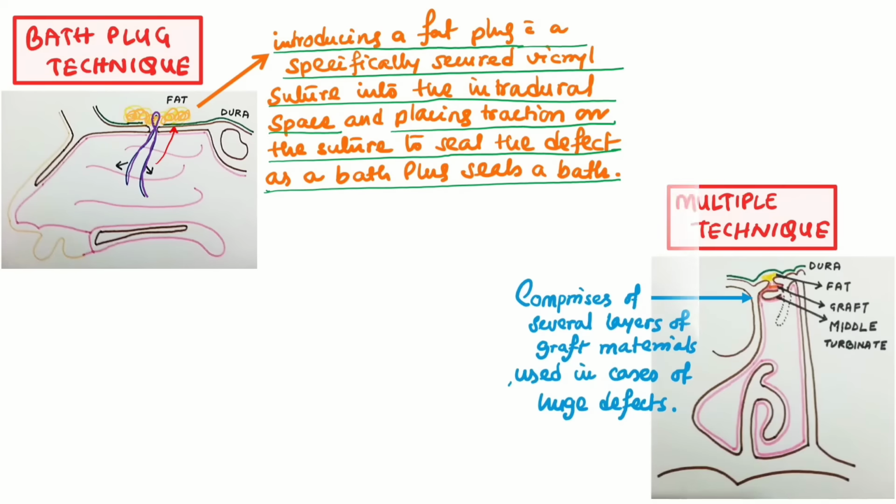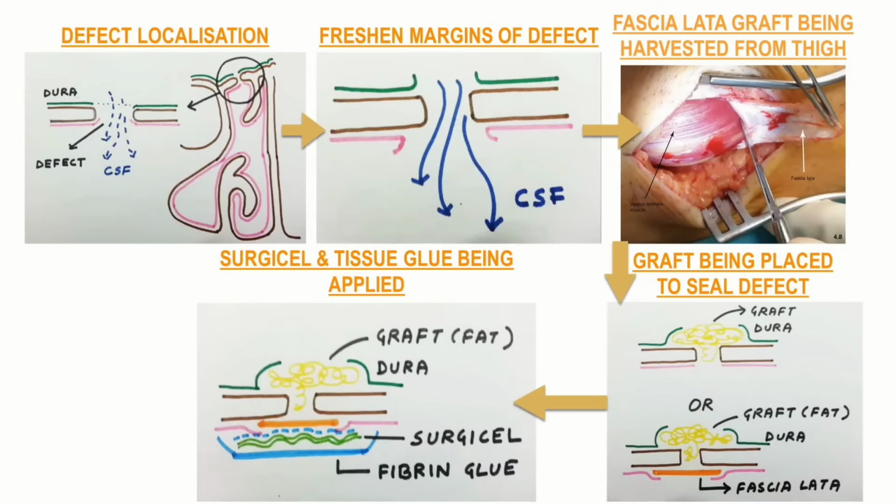Now, the multilayer technique comprises several layers of graft materials used in the case of huge defects, like fat, like the graft, then the middle layer is being placed. Okay. Now, the surgery consists of these steps.